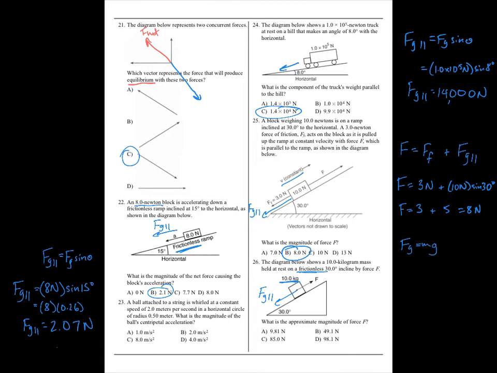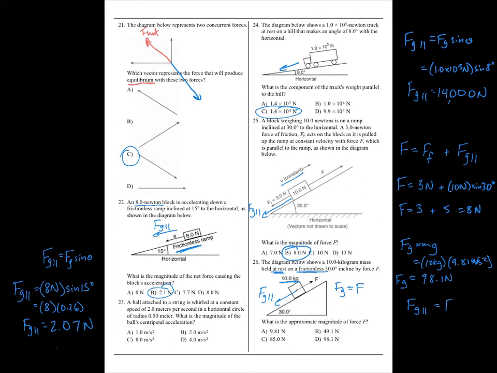Fg equals m times g, 10 kilograms times 9.81 meters per second squared, equals 98.1 newtons for the weight. We're looking for Fg parallel, which is equal to F, because it's where it rests at equilibrium.